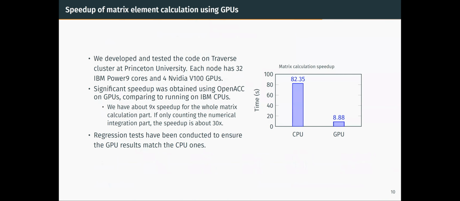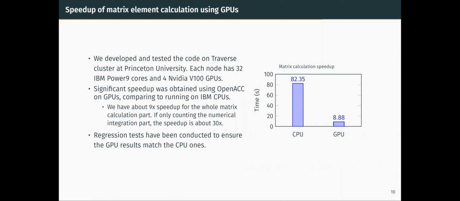Okay, so now I'm showing you the speedup of our code for the matrix calculation using GPUs. We tested on the Traverse cluster at Princeton University, and this one has a very similar structure as Summit. Using OpenACC on GPUs compared to running on IBM CPU, we get about 9 times speedup. But this is because we have this part running on both CPU and GPU. For the CPU part, we do the physics calculation. For the GPU, we do the numerical integration. If we only count the numerical integration, the speedup is about 30 times. So this is basically what we expect. And we also did a regression test to make sure the result is equal between the CPU and the GPU version.